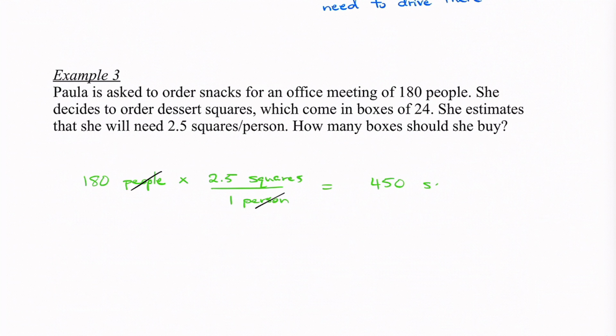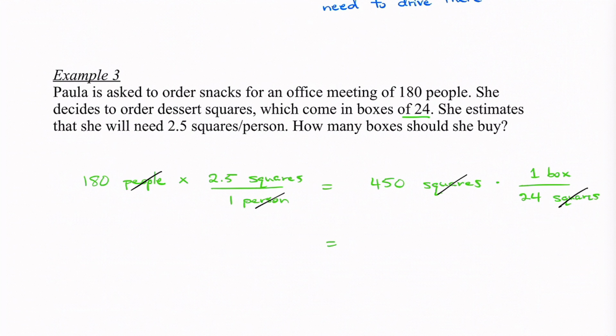And our only unit was squares. So we have 450 squares that we're going to be getting. And then I still have to figure out how many boxes we need. And I know that each box, there's going to be 24 in a box. So if I multiply by some conversion factor here, I want to get rid of squares. So I'm going to put squares in the bottom of my fraction. And I know there's 24 squares in one box. So squares will cancel with squares.